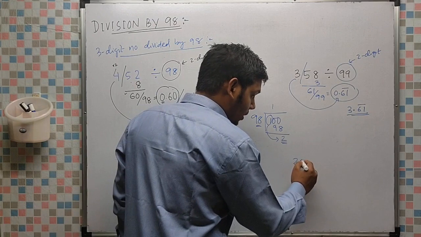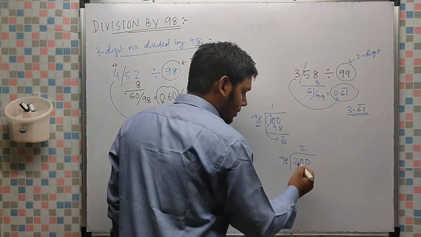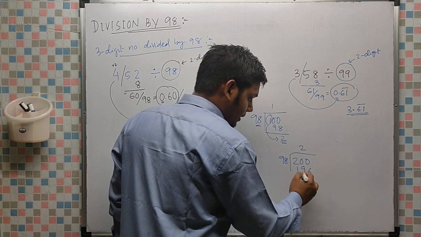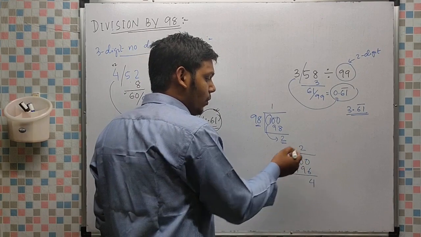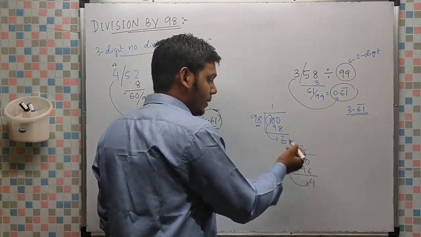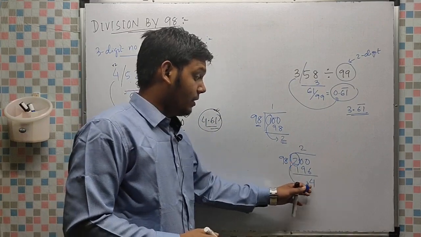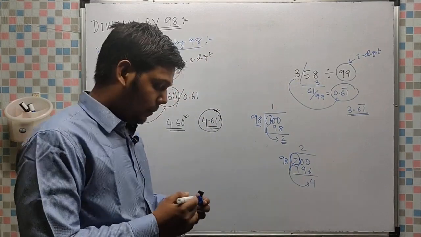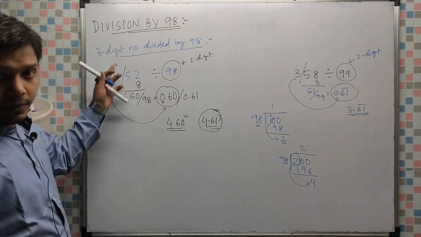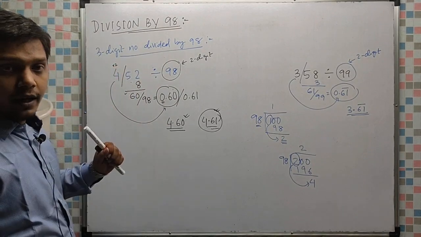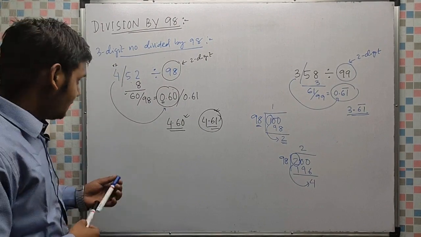If I am dividing 200 by 98, I can take 2 times. That means 196. Here 4 is the remainder. Here the hundreds digit is 2 and the remainder is 4. So here the remainder is coming 2 times the hundreds digit. So whenever we are taking the hundreds digit, we have to multiply by 2 and thereafter we have to add. One more example we will read so that you will be able to understand.